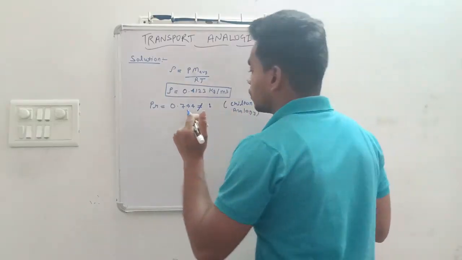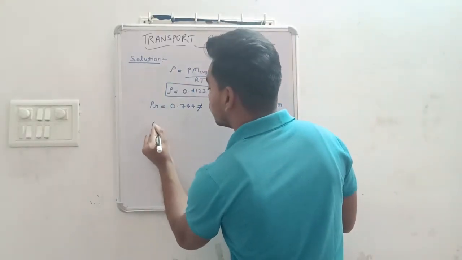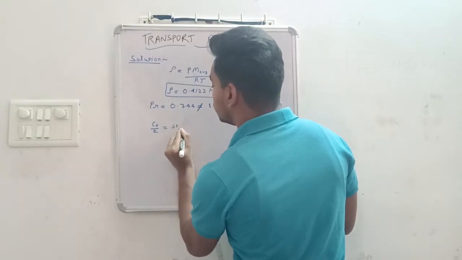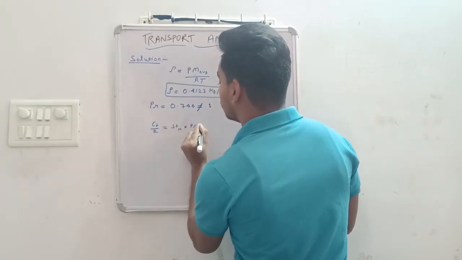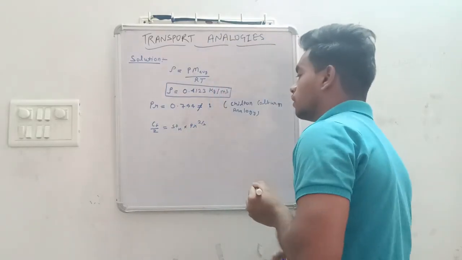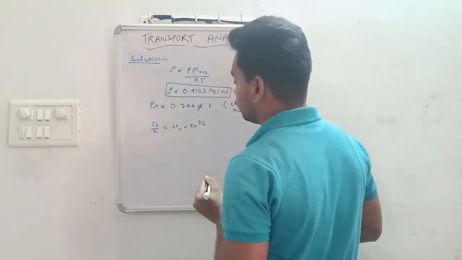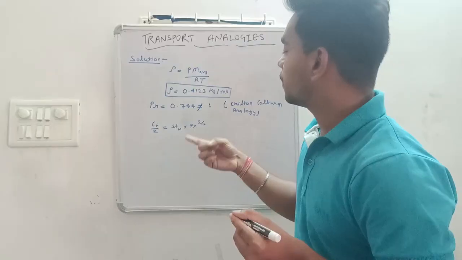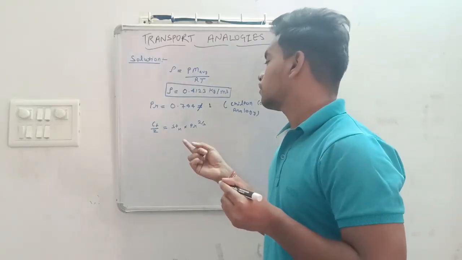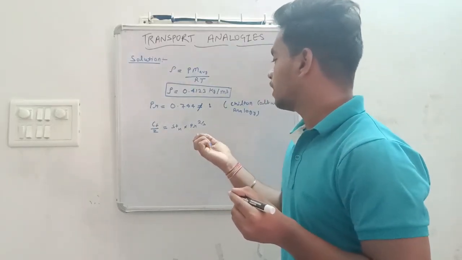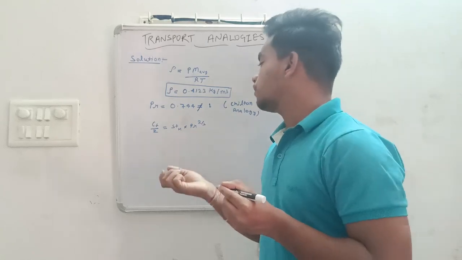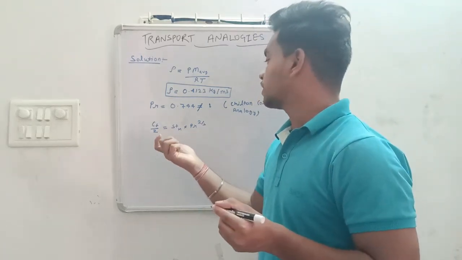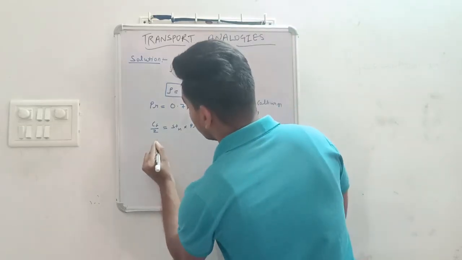So we have the formula of the Chilton-Colburn analogy as Cf by 2 equals Stanton number of heat transfer into Prandtl number to the power 2 by 3. So firstly we will put in all the values: we have the value of the Stanton number, we have the value of the Prandtl number, and we also have the value of the friction coefficient. So we will expand this formula.